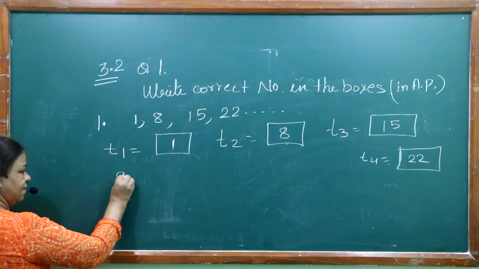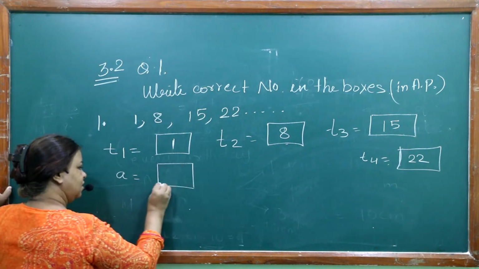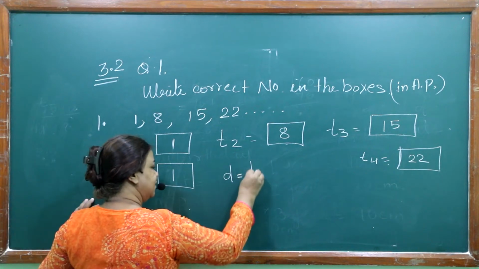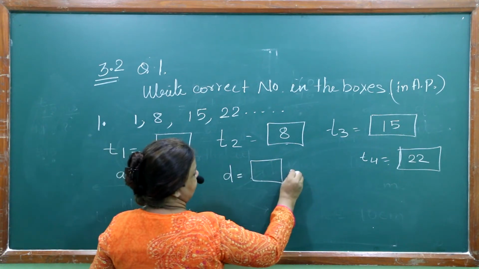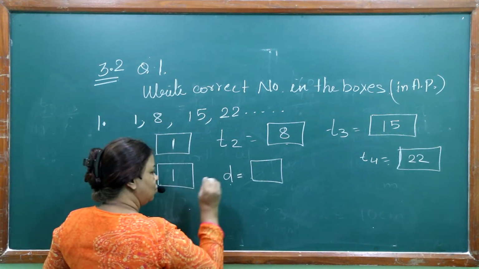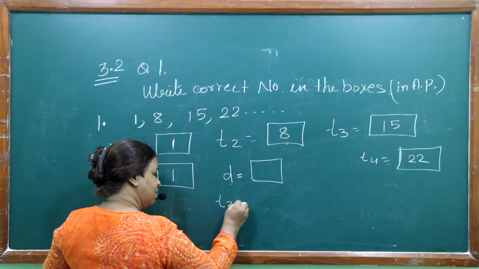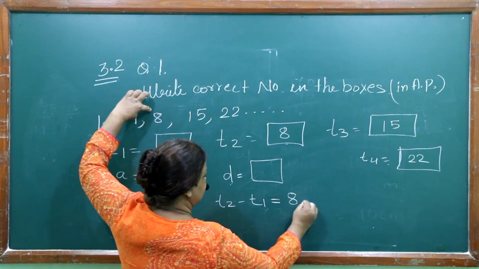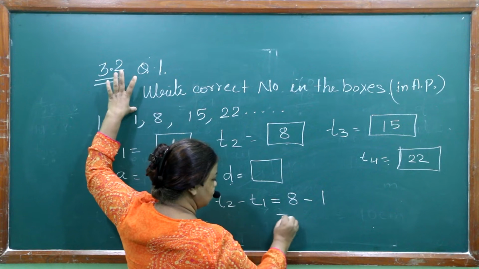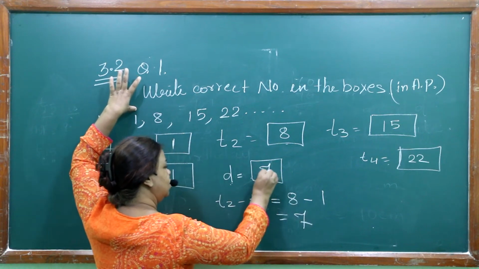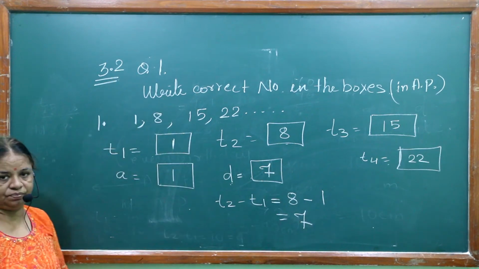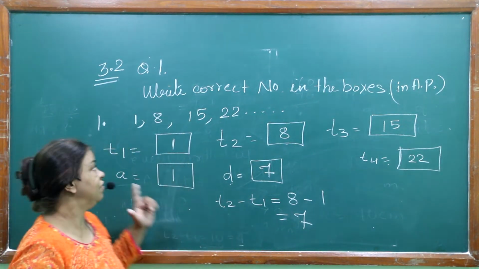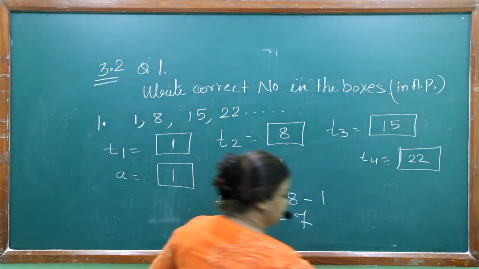What will be A? Yes, right, it is 1. And what will be D? Yes. If you want to find out D, you can do T2 minus T1. What is T2? 8 minus 1, which is equal to 7. So here D is 7. Please note down. It's very simple and easy. Okay, we shall go for the second question now.